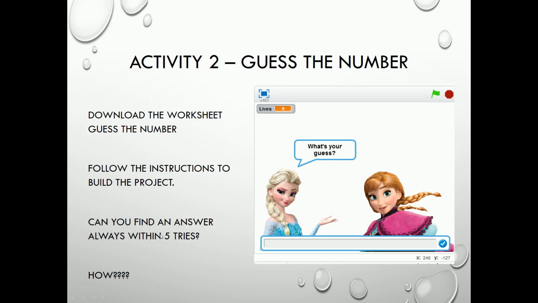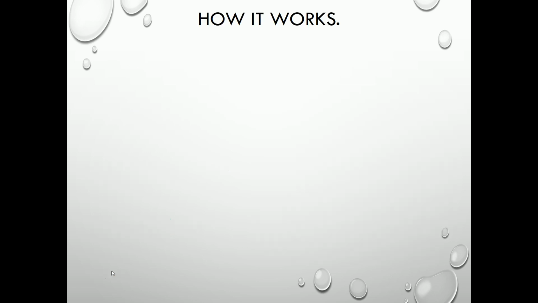One of the questions, just to finish off this video, is can you always find the answer within 5 tries, and how? So here's the actual strategy that you can use to sort of wow your friends with how to guess a number within a number of tries that are less than the number that you're trying. So here's how it works. So we're going to guess a number between 1 and 30, and the secret number is going to be 8.